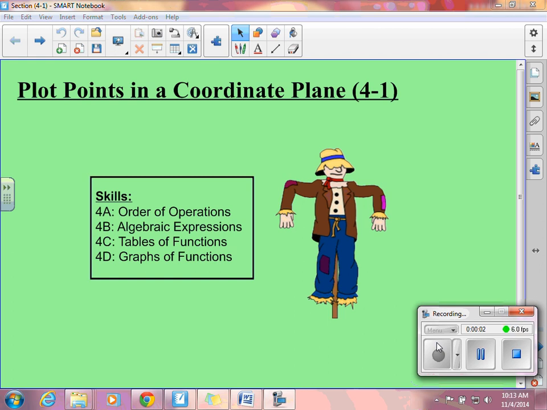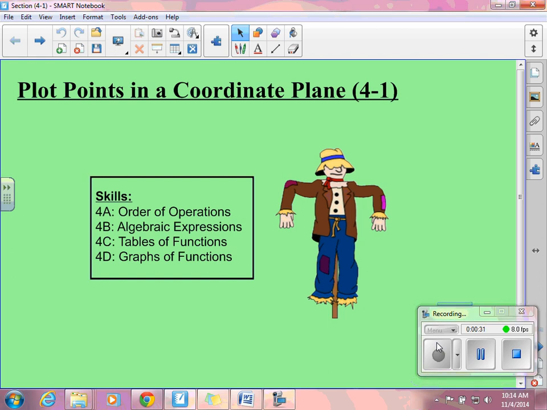So today what we're going to do is look at the coordinate plane system. Notice it's 4-1, which means it's chapter 4, section 1 in your textbook. We're going to leave chapter 1, go to chapter 4, pick up a few skills, and then we'll be coming back. It fits nicely with our standards. We're going to be looking at tables of functions, which is 4C, and also 4D, which is graph of functions. So we're going to be using some of this information.